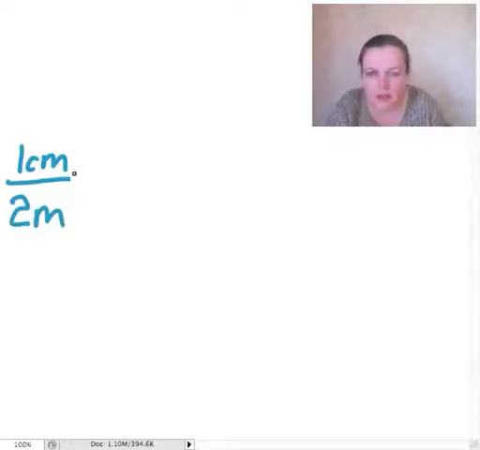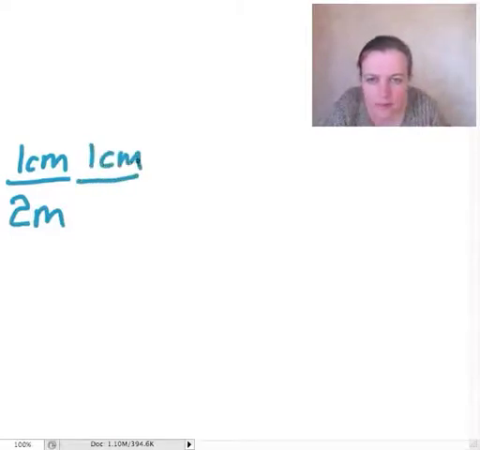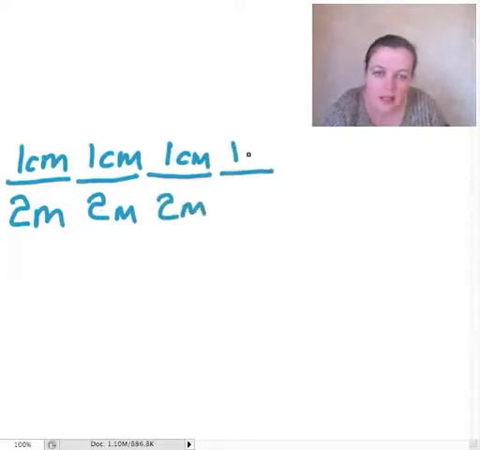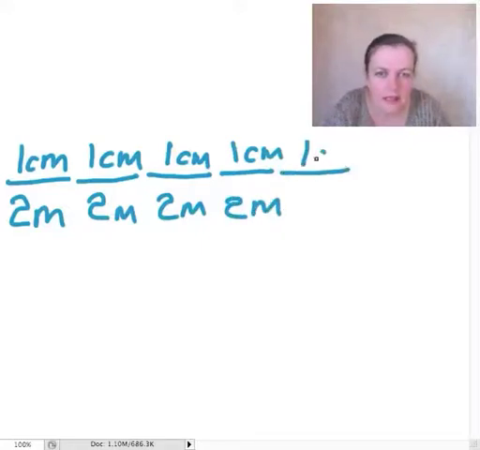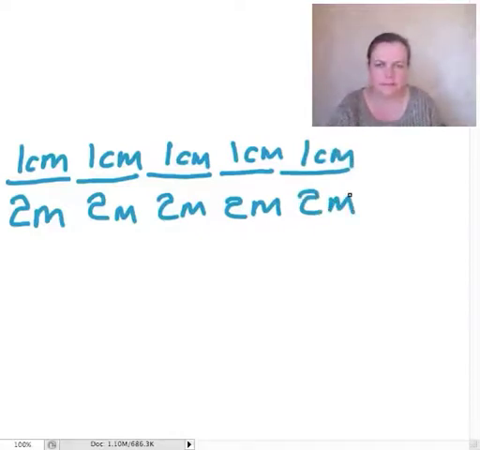So 1 centimetre, I've got to check this again. 1 centimetre represents 2 metres. So another centimetre on the plan would represent 2 metres in real life. And then another centimetre on the plan would represent 2 metres in real life. And then another. Is it getting tedious? 1 centimetre there represents 2 metres in real life.